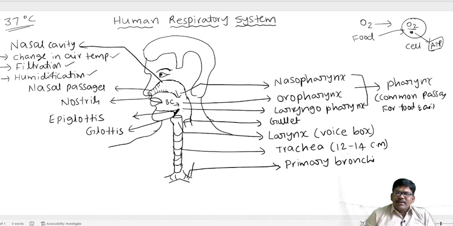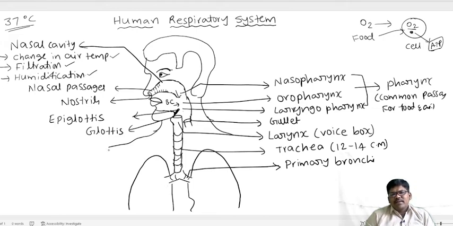Each primary bronchus enters into its corresponding lung. Left primary bronchus enters into the left lung. Right primary bronchus enters into the right lung. Within the lung, primary bronchi again bifurcate and form secondary bronchi. Secondary bronchi bifurcate and form tertiary bronchi. Tertiary bronchi will form primary bronchiole, then secondary bronchiole, tertiary bronchiole, alveolar ducts and alveoli.